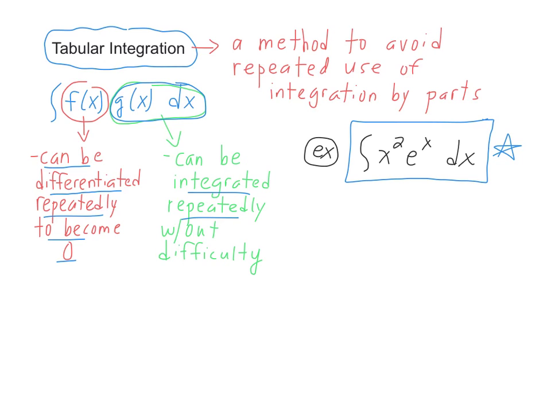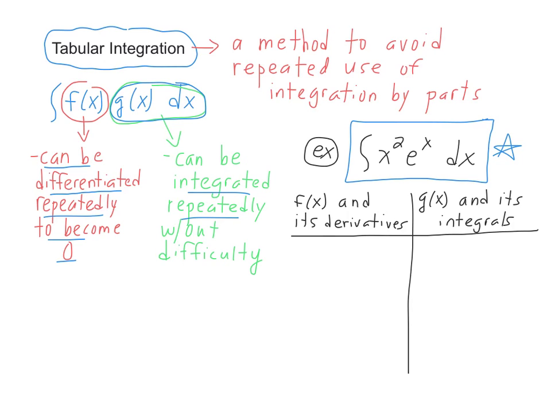All right, so let's see this in action here. So the first step is we're going to make a little table. Think of tabular integration as integration where we're using a table. So on one side we have f of x and its derivatives. So we are going to use this x squared as our f of x. And then on the other side we have g of x and its derivatives, or I'm sorry, its integrals. So let's start with the f of x and its derivatives. You're going to simply start by just writing down x squared, and then you're going to write its derivatives underneath until you hit 0.